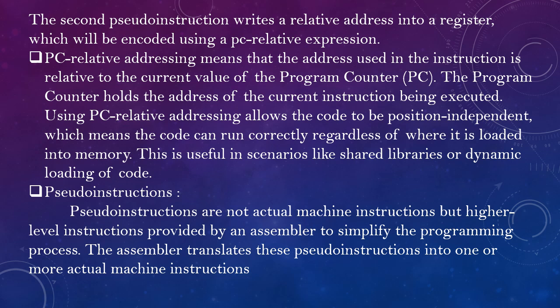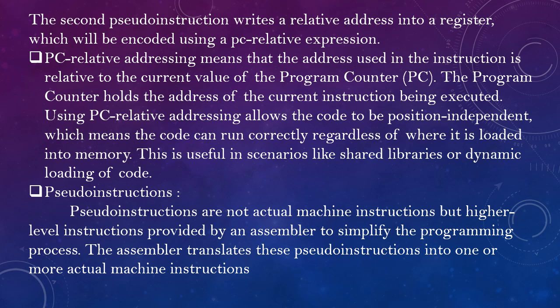As it is written here, a pseudo instruction is not a machine instruction, but a higher level instruction. It is provided by an assembler to simplify the program. So, using these instructions will simplify the program. It is not a normal instruction, it is a higher level instruction used to simplify the program. The assembler will translate these pseudo instructions to machine instructions later on.